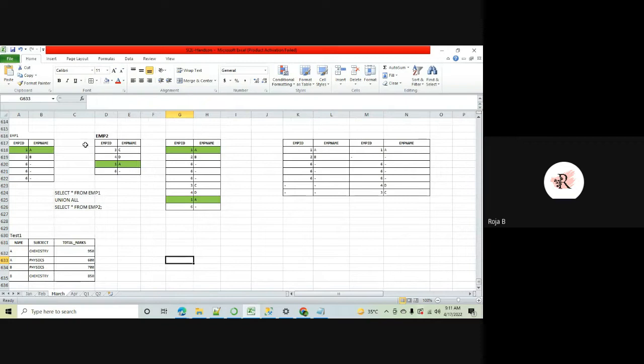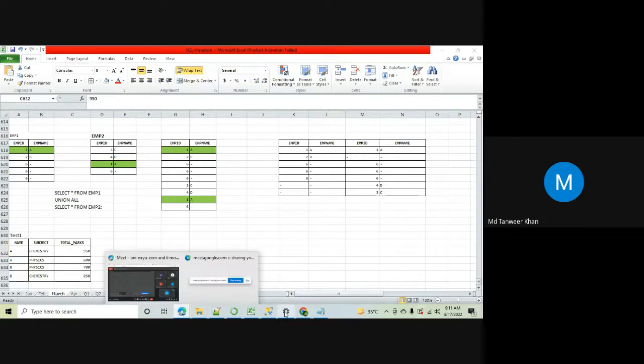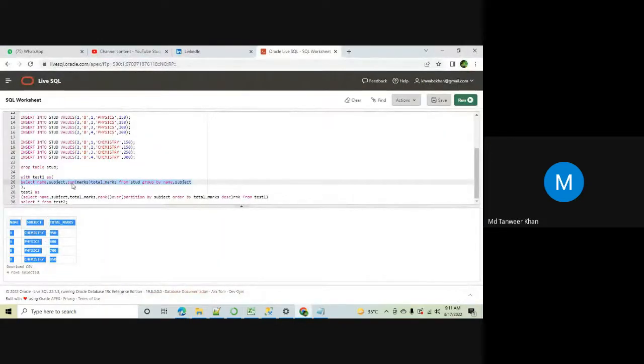In test one, we are grouping by name and subject. Then we are adding marks according to the name and subject. Correct. For each and every student and subject, we got the total marks, right? That's why I have used the sum of marks. First of all, guys, is this very clear to everyone? Yes, this is clear. You all understood what I am trying to achieve here.